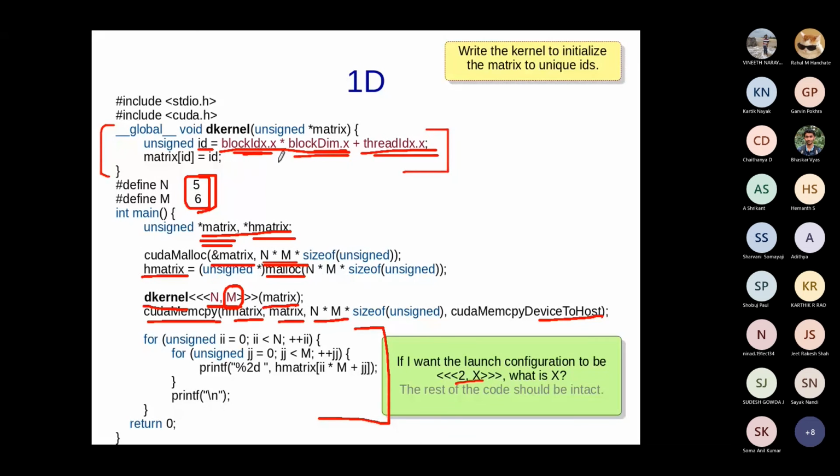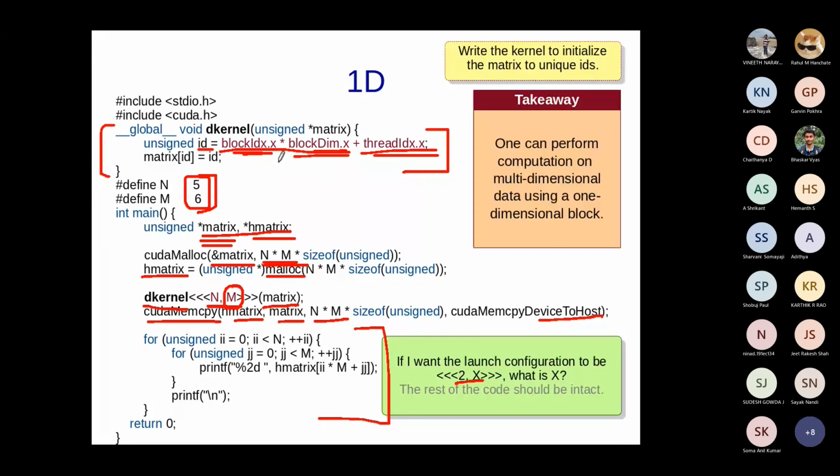All right, so one takeaway I want to convey here is that you can perform multi-dimensional processing. This MN that we have allocated is actually a two-dimensional array. We have allocated it as single-dimensional, but you want to access it as a two-dimensional array. That can be done using single-dimensional arithmetic, and on the GPU you can do it using the .x values only. We don't have to worry about .y, .z, etc.